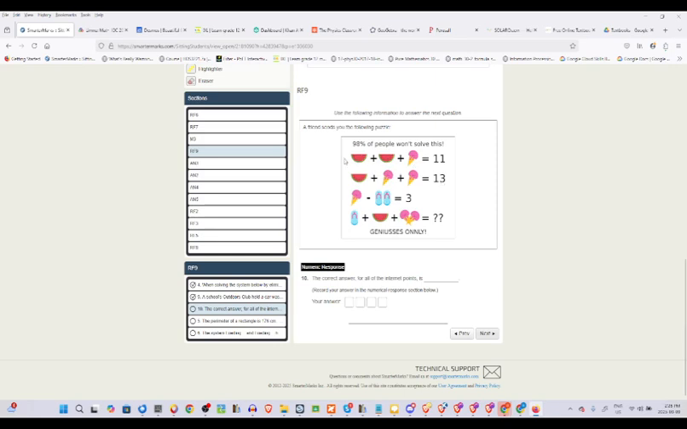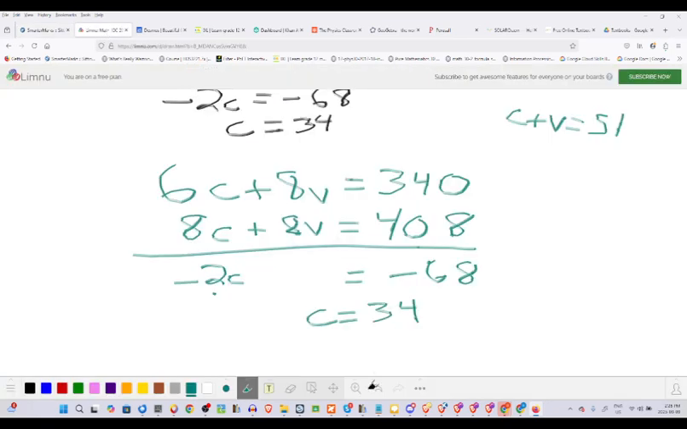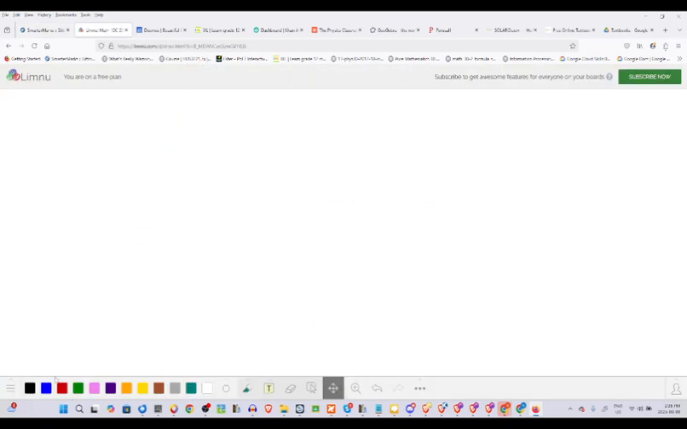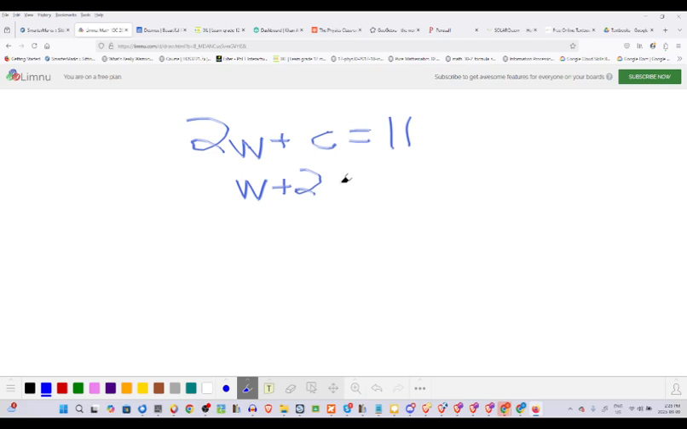So that's like saying our top row is 3 watermelons plus 2 equals 11, or 3 watermelons equals 9. So a watermelon is 3. An ice cream cone must be 5. Okay. We could actually do this if we write it algebraically. We have 2 watermelons plus a cone is 11. And 1 watermelon plus 2 cones is 13.